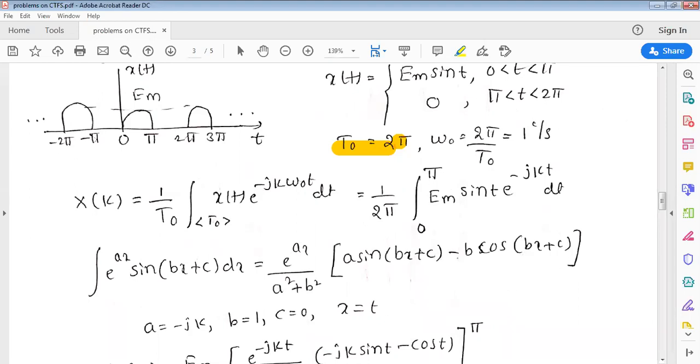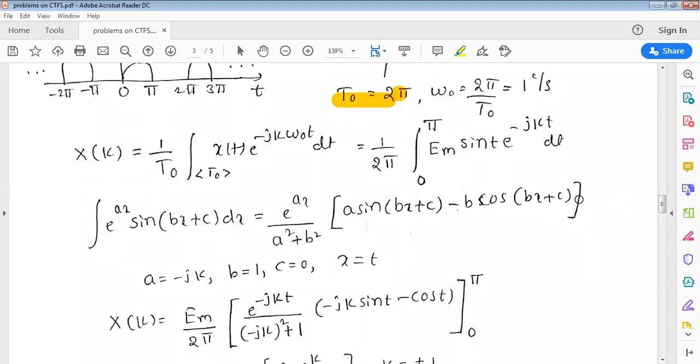Otherwise, there is one more procedure, because both of them are integrable and both of them are differentiable. That's why direct integration by parts will not apply here. So sin t should be written as (e^(jt) − e^(−jt)) divided by 2j, and then integrate and then combine. That is another way to do it. But directly here I am using the formula. It is better if you remember such a formula, so that you can solve this problem very easily. Otherwise also you can solve it, but it will become a little bit lengthy.